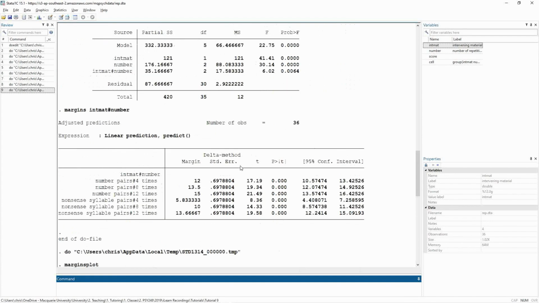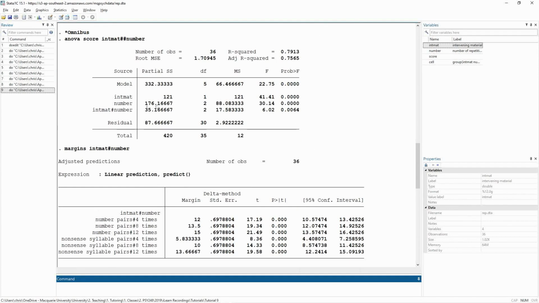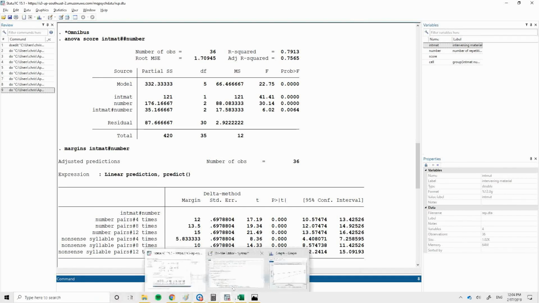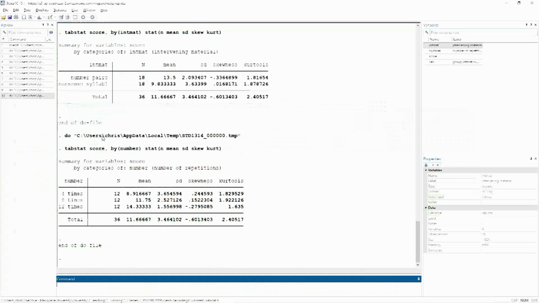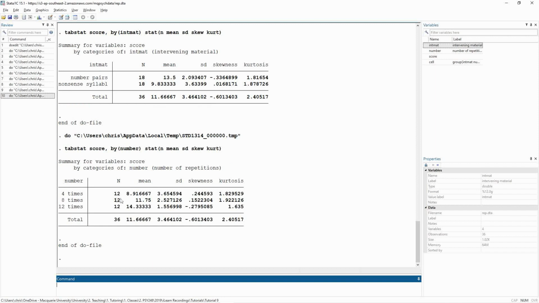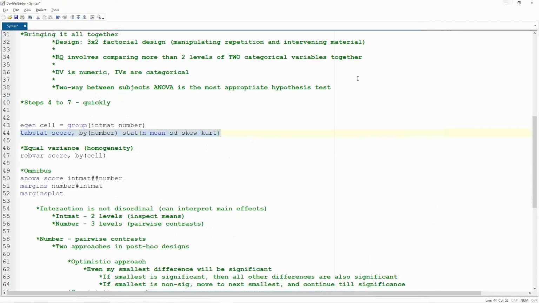Now, if I go back up to my ANOVA, we also saw that the number of repetitions was also significant. So again, I can grab these means by switching out intmat for number. And here I can see that 4 times repetition is 8.91, 8.92, 8 times is 11.75, and for 12 it's 14.33. It's going up. But because I have more than 2 degrees of freedom, I can't just interpret this on its own. I'd have to go and do my contrast testing like we did back in week 6.